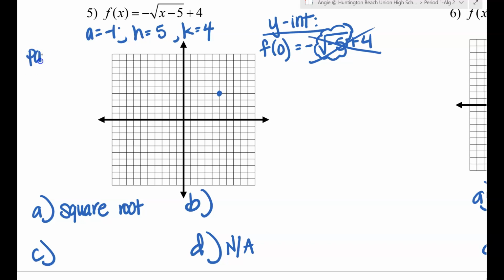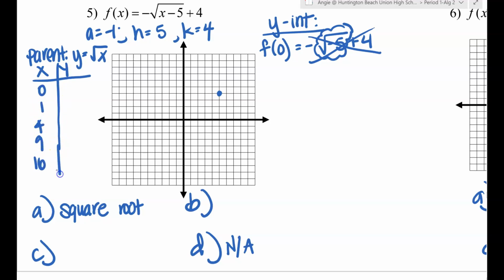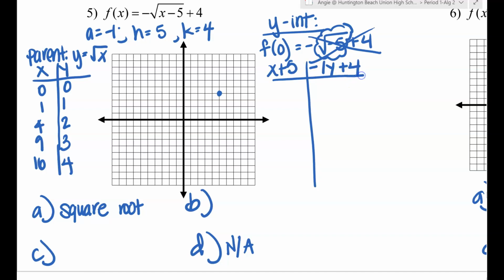So quickly, if you can get the parent function, y equals square root of x. Remember, for square root, we want nice square numbers. So 0, 1, 4, 9, 16. Those are really perfect square numbers. 0, 1, 2, 3, 4, those are the outputs. We can quickly use transformation to make a table. x plus 5, -1 times y plus 4. 0 plus 5 is 5, 1 plus 5 is 6, 4 plus 5 is 9, 9 plus 5 is 14, 16 plus 5 is 21.